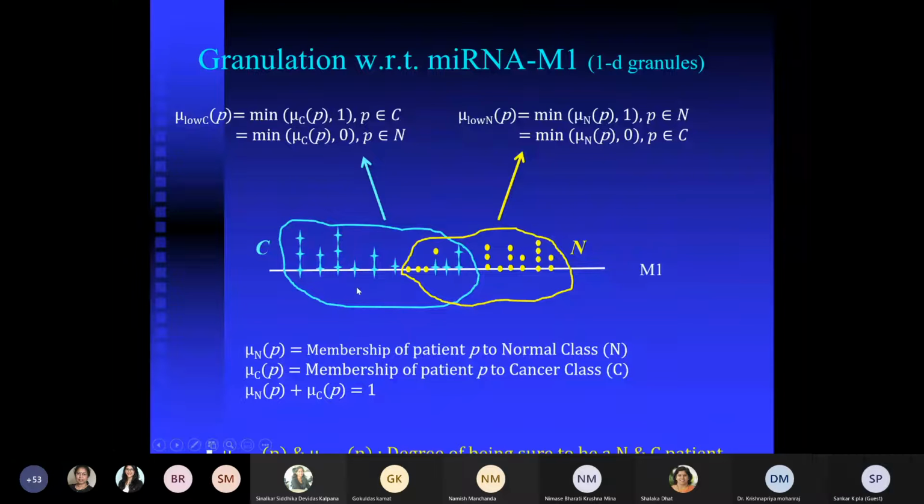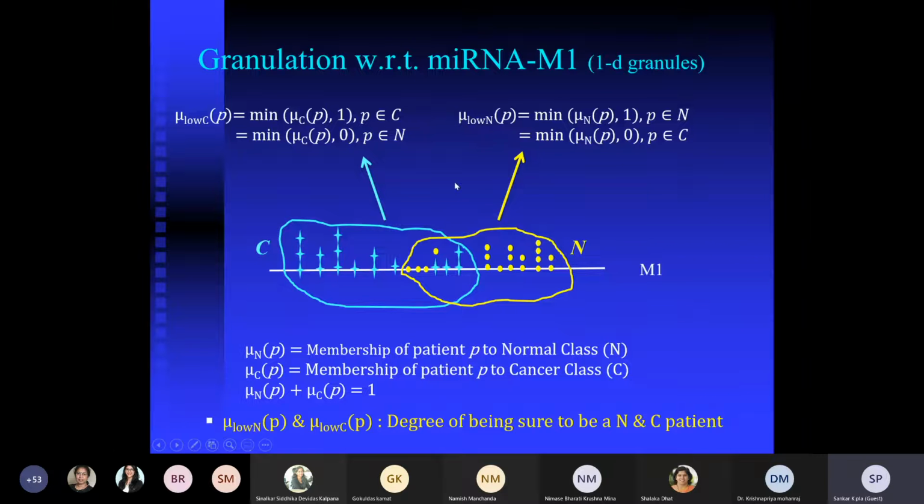So mu low n, mu low c determines the degree of being sure to be a normal or cancerous patient. Please keep a note of this. So for any kind of granule of patients, this is a supervised system, I can compute the degree of being sure to be normal and cancer patients from this expression.